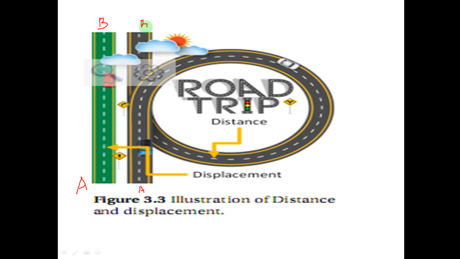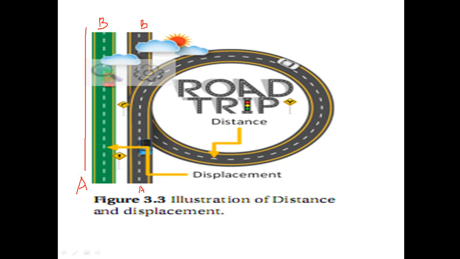You know, a car starts from point A, then travels the entire road, even the circular road the car travels, then back, then travels and it reaches B. So the overall road trip, the overall distance, is called distance. But displacement is the shortest distance from point A to B.